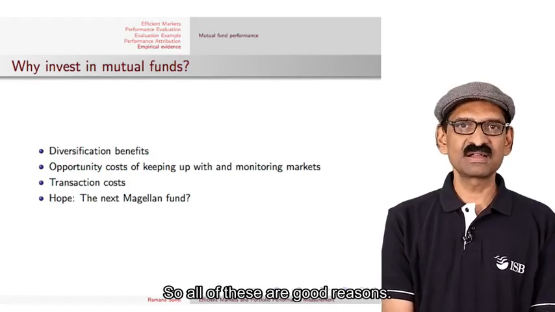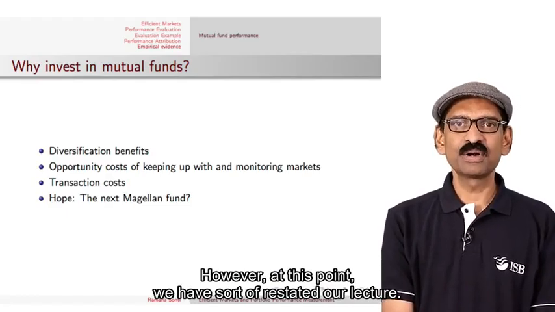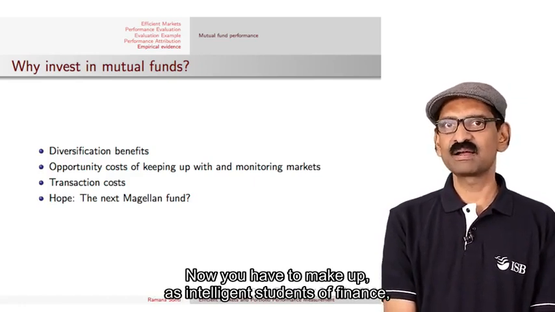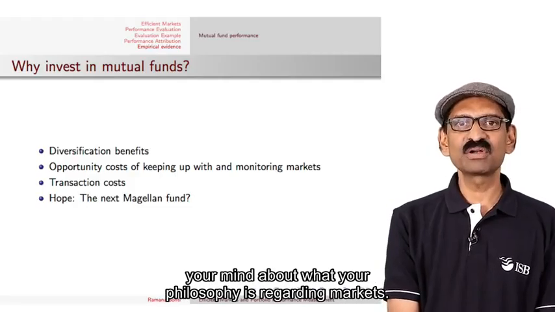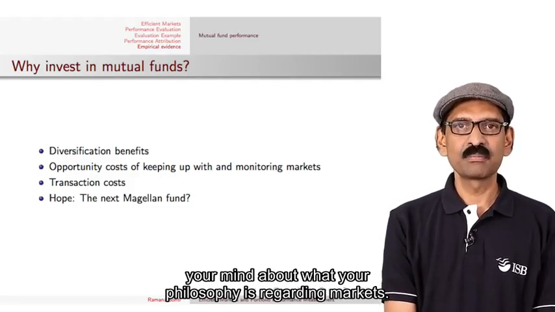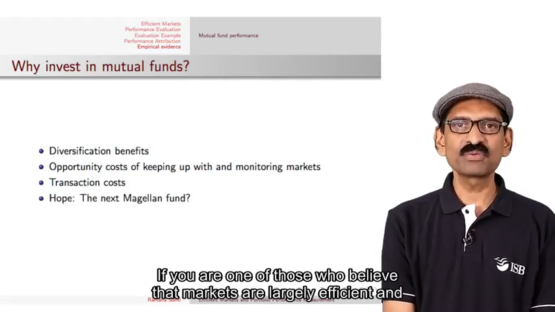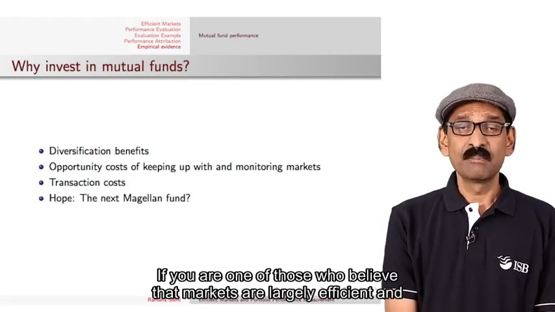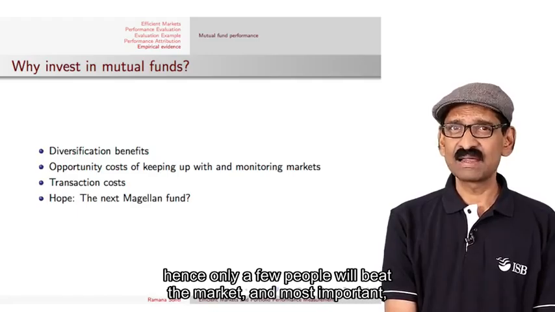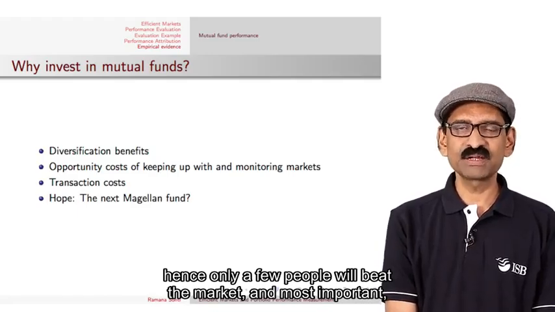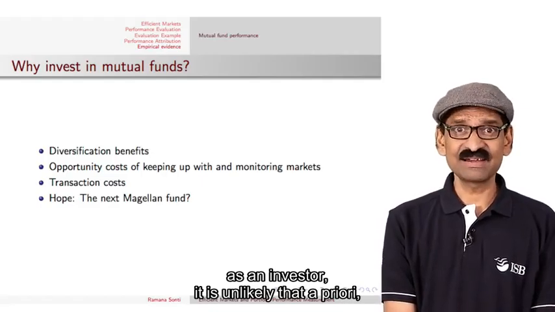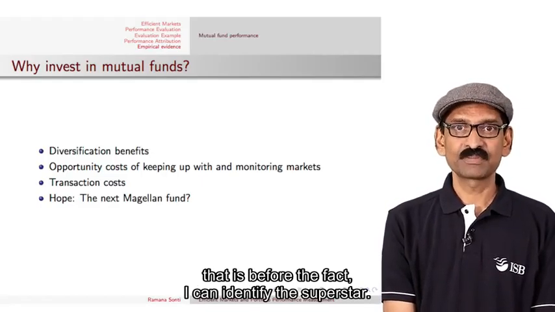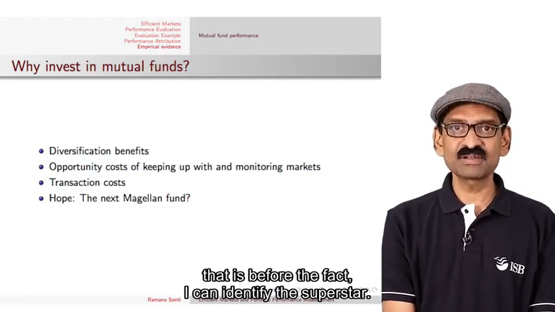So all of these are good reasons. However, at this point, we've sort of reached the end of the lecture. Now you have to make up, as intelligent students of finance, your mind about what your philosophy is regarding markets. Now, if you are one of those who believe that markets are largely efficient and hence only a few people will beat the market, and most important, as an investor, it is unlikely that a priori, that is before the fact, I can identify the superstar.